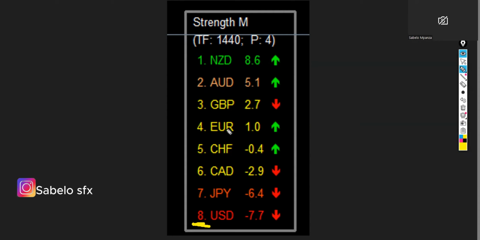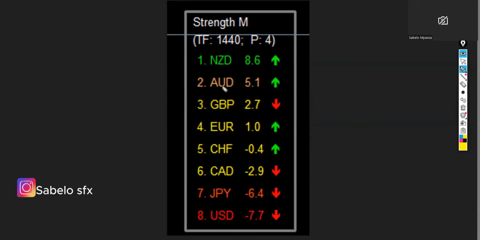For example, here, if we look here, we have NZD with a positive 8. Anything from positive 5 upwards means that currency is strong, and we need to buy it. Same thing applies here. Anything below negative 5, negative 6, negative 7, negative 8, that currency is weak.